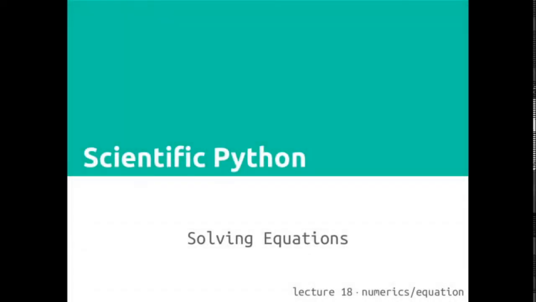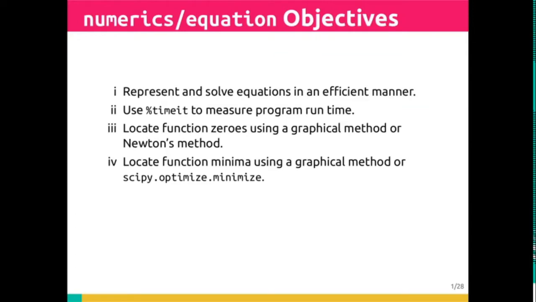Welcome to CS 101, Scientific Python, Lecture 18, on solving equations. Today, we're interested in considering what happens when we actually solve equations on a computer. There's different kinds of things that we have to worry about when representing equations and worrying about what this means.